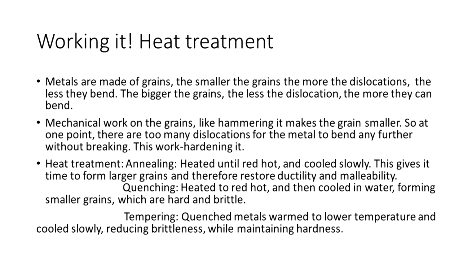There is also heat treatment, such as annealing, where the metal is heated until red hot, then cooled slowly. This gives it time to form larger grains and therefore restore the ductility and malleability of the metal. Quenching is when you heat it to red hot and then cool it quickly in water, forming smaller grains which are harder and more brittle. Tempering is when, after the metal is quenched, it is warmed to a lower temperature and then cooled slowly, reducing the brittleness while still maintaining the hardness.